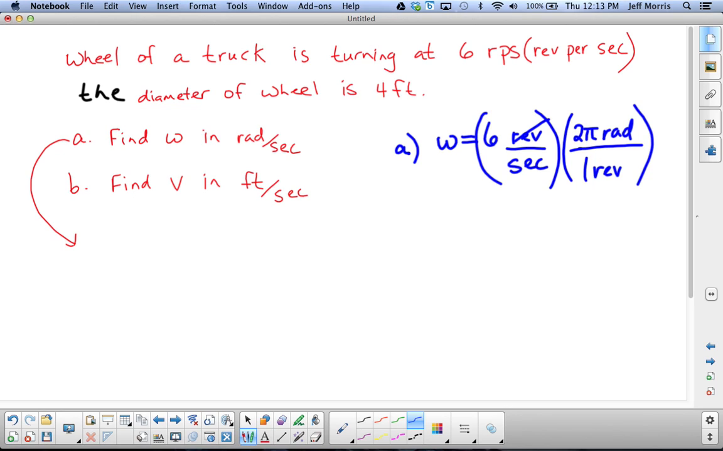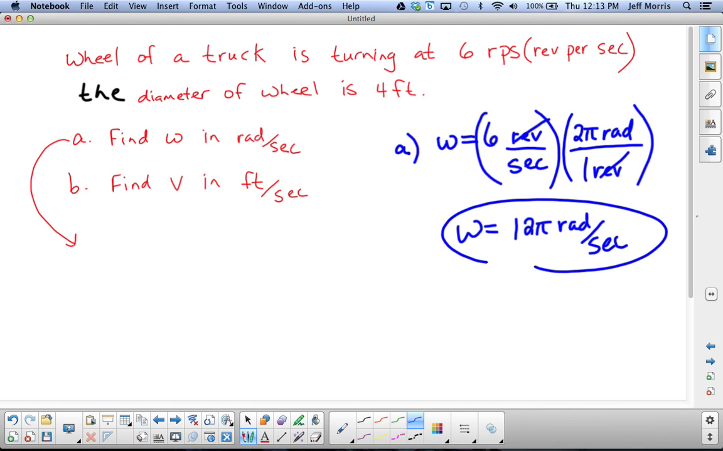The revs cancel. What do we got? 12 pi. 12 pi rad per second. Have we answered part A? Yes. We have found the angular velocity in radians per second. Part B, how do you calculate linear velocity? Omega times radius. What is omega? 6 times 2 pi is 12 pi.